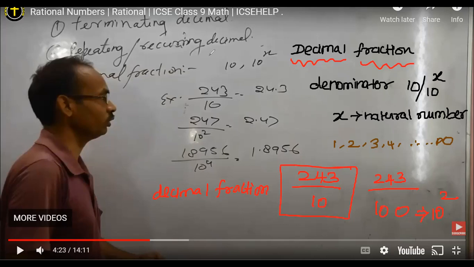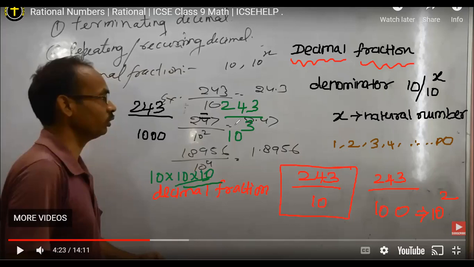And you can also say 243 divided by 1000 is a decimal fraction. So what is 1000? It's 243 divided by 10 power 3. Are you getting it? It's 10 into 10 into 10, that is 10 power 3. So you take any fraction, when the denominator is 10 or 10 power x, you can call this kind of fraction a decimal fraction.